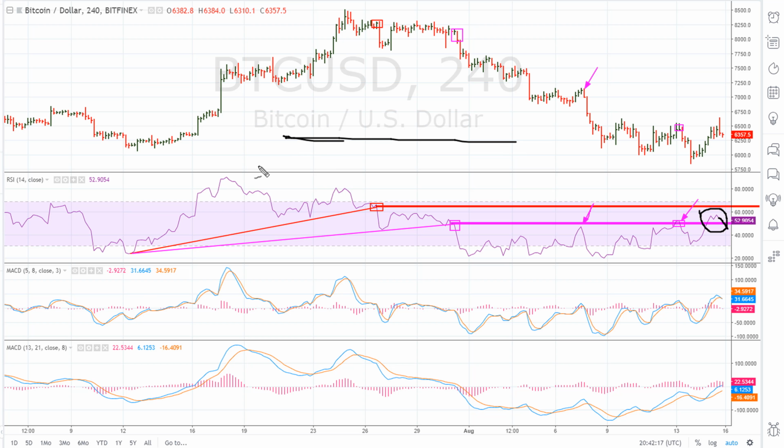Scratch that. My tool won't work. Alright. Assume this is the line. Forget about the black line. Assuming this line here is this line.